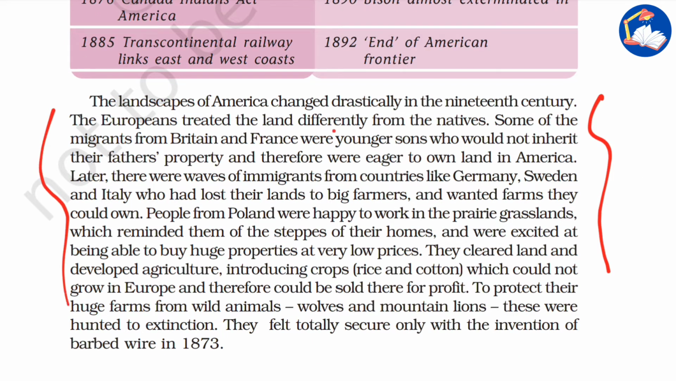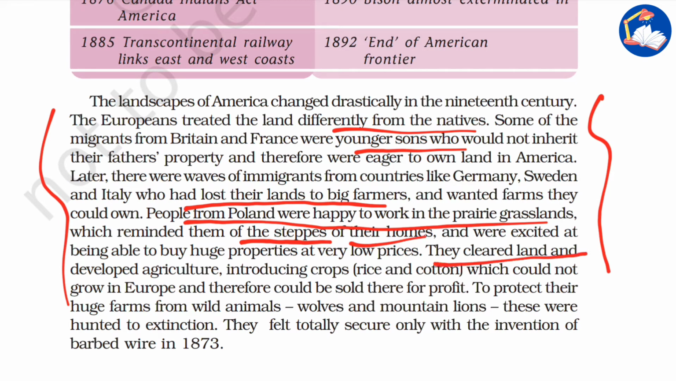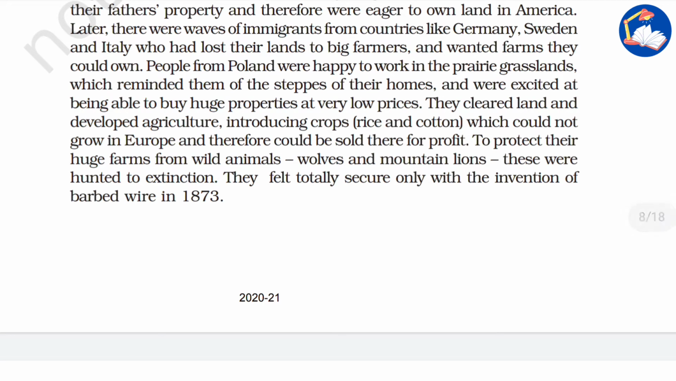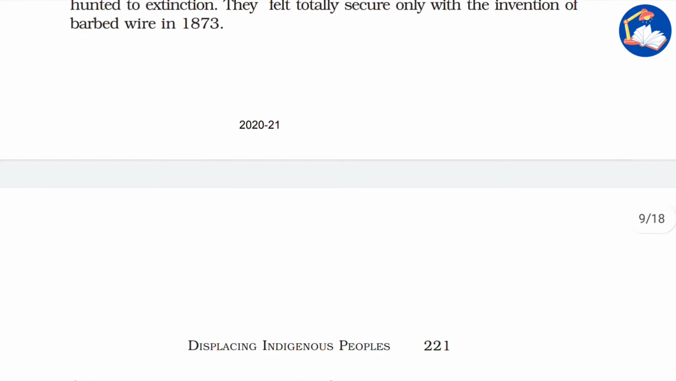Europeans treated the land differently from the natives. Some of the migrants from Britain and France were younger sons who didn't inherit anything, or people who lost their lands to the big farmers. The Polish people were happy to work in the prairie grasslands because it reminded them of the steppes in their homes, which were also grasslands. They cleared land and developed agriculture, introducing crops, and they also destroyed many animals. They actually hunted many animals.